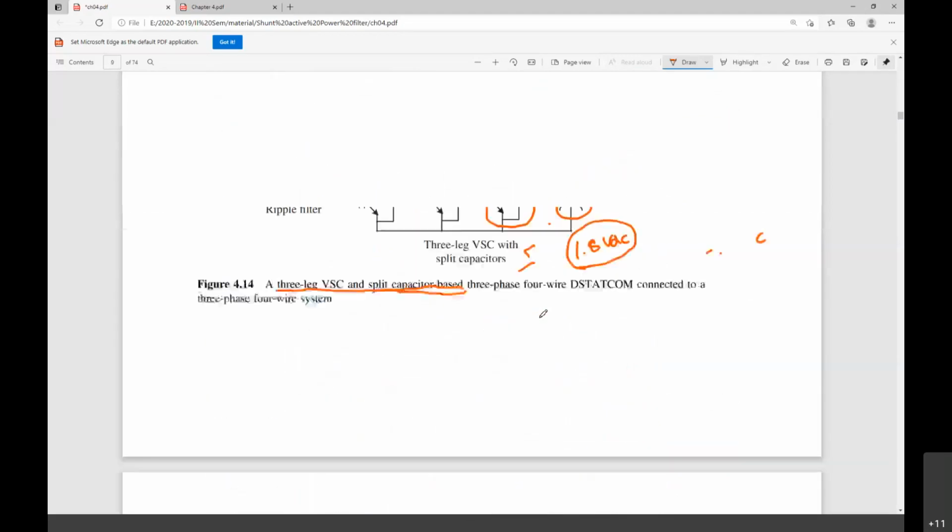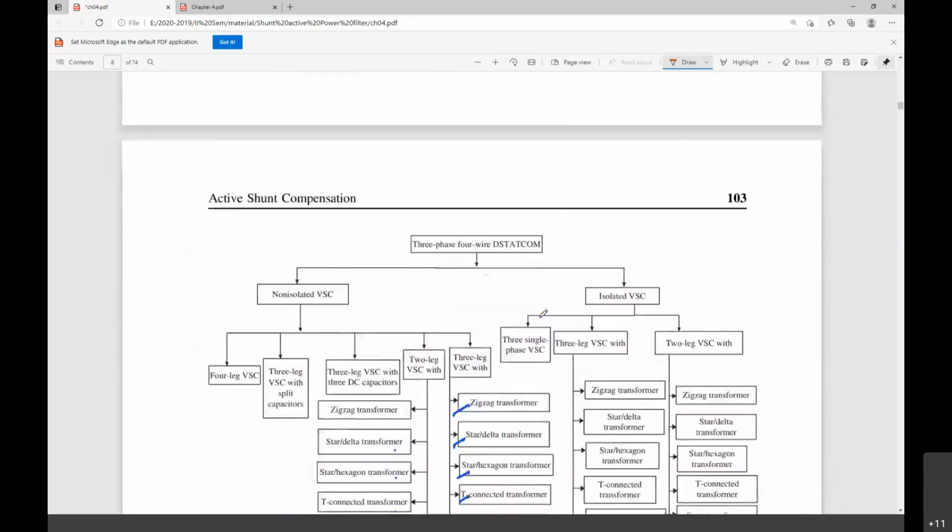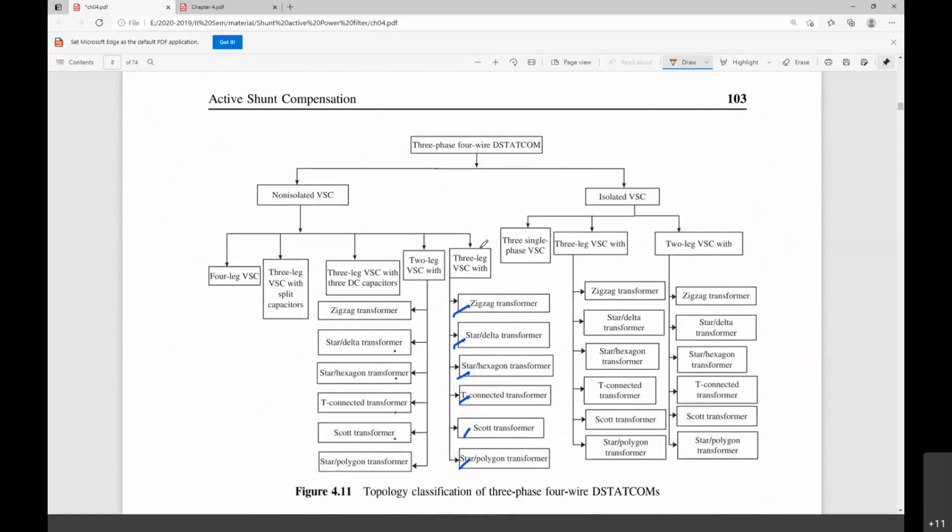Here, when you see, this is a three-leg VSC. These are all the special types of transformers. Not exactly this one alone is a special transformer; all the other transformers are special types of connections of the windings. That is a three-leg VSC. In the case of an isolated system also, these are things which have been used.